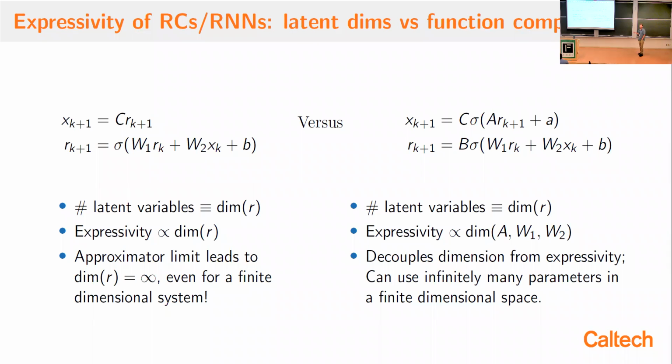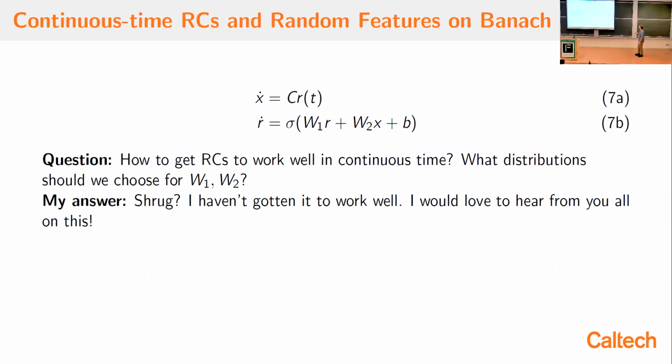So still, the number of latent variables is the dimension of R. That's good. I mean, that feels right. But now I get expressivity that really just depends on the parameters and their widths and stuff like that. And what this does is it decouples the dimension of the dynamical system from the particular expressivity or the types of functions on the right-hand side it needs to represent. So that means that, for example, I can use infinitely many parameters to get really good approximation, but still in a finite dimensional space of dynamics. So it's just thinking about when do we force ourselves into which of these regimes, and being mindful of that. Okay, final question.